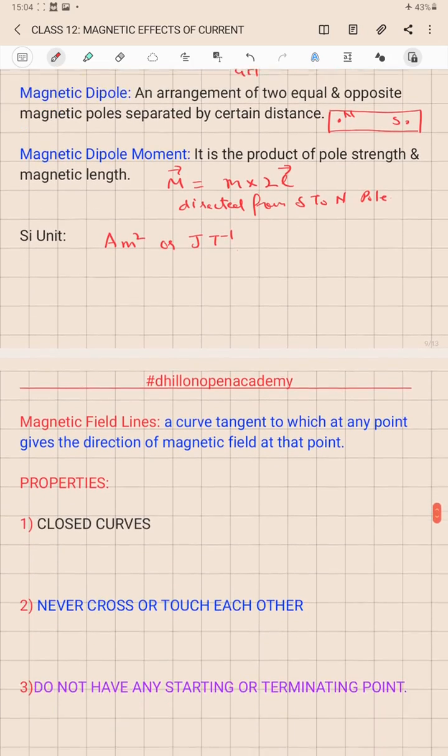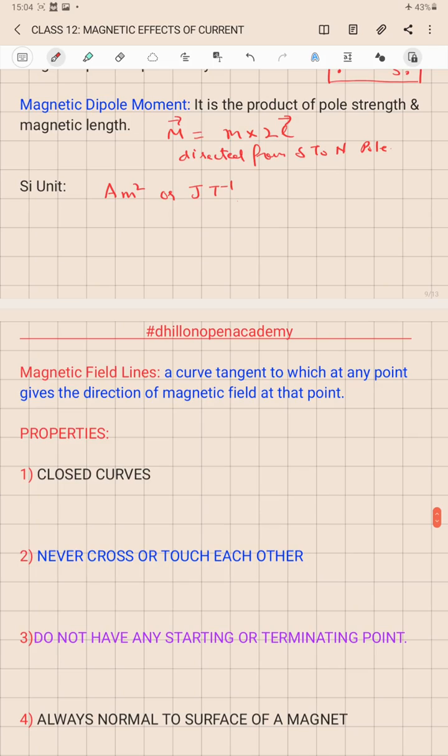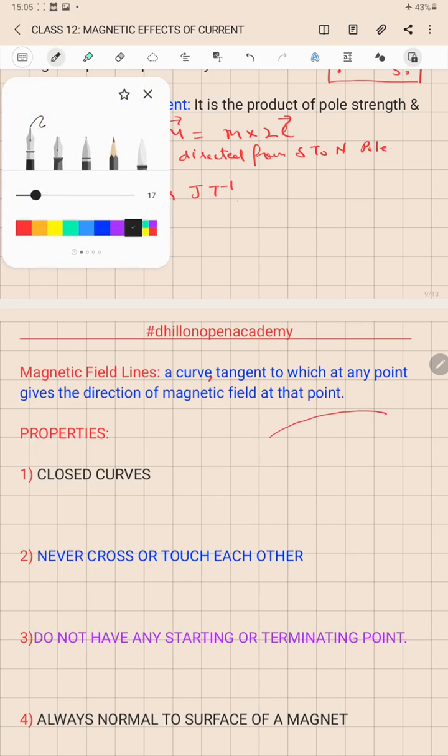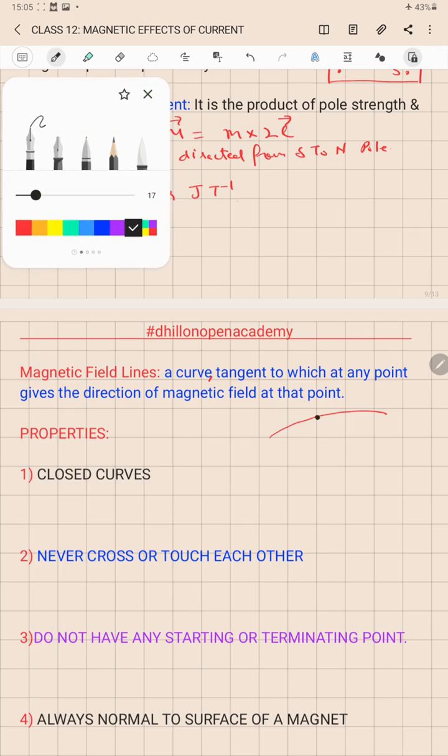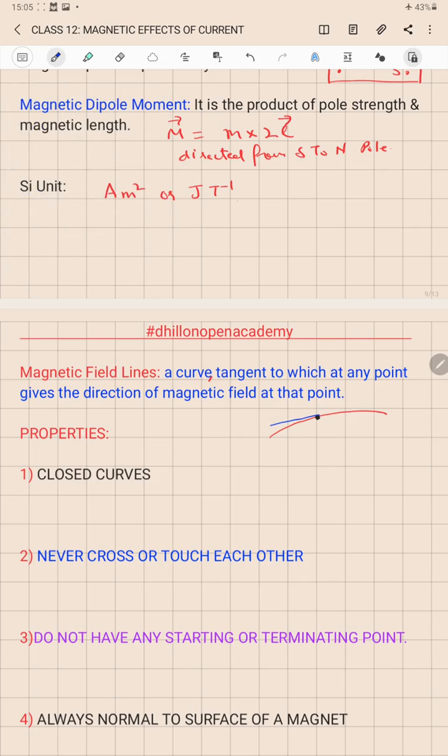Next is magnetic field lines. We have already studied in the lower classes that a magnetic field line is a curve, the tangent to which at any point on the line gives the direction of the magnetic field at that point. This means that if this is the magnetic field line, which is a curve, and we want to find the direction of the magnetic field at this point, we just draw a tangent which touches the field line at this particular point, and this arrow will represent the direction of the field only at that point.